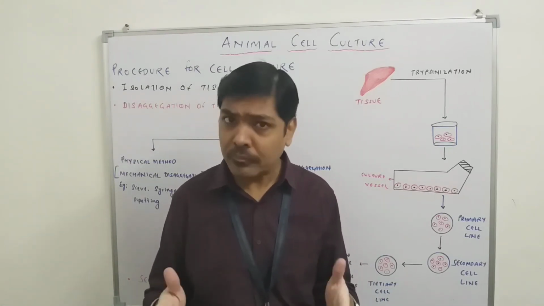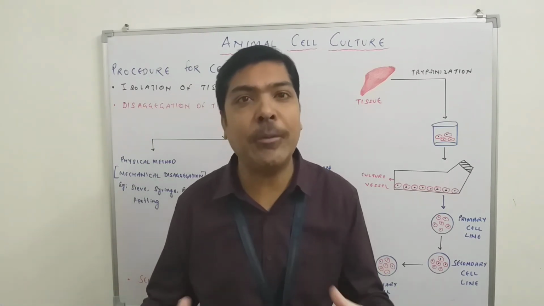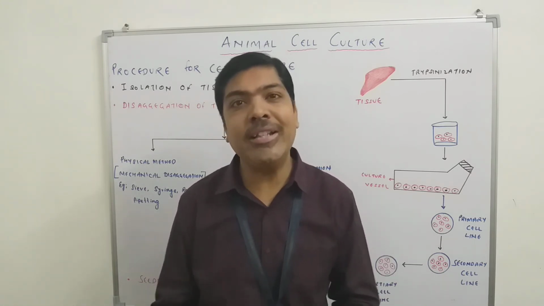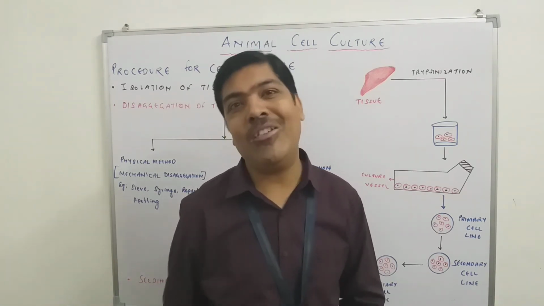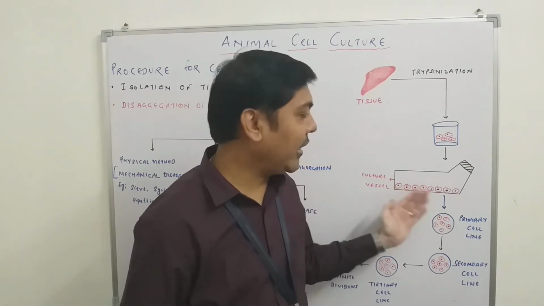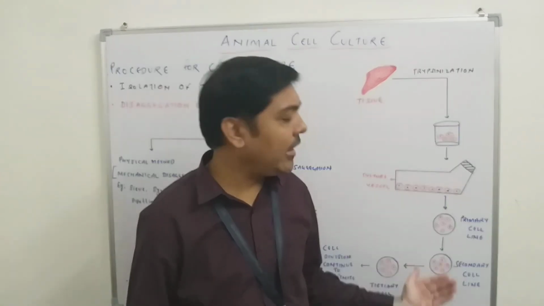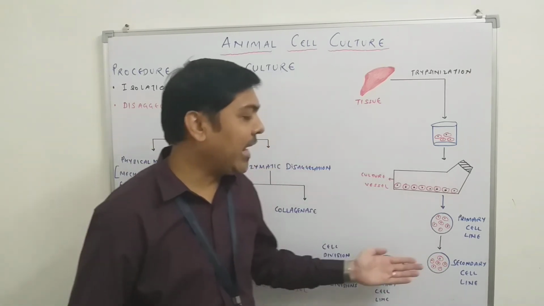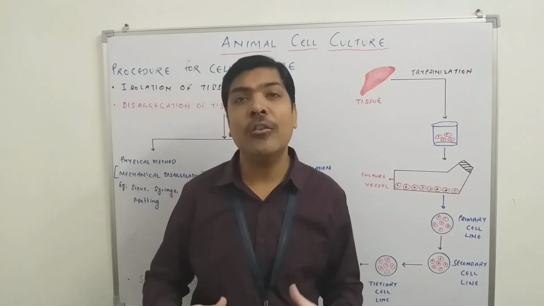Once we find out under the microscope that the entire floor, the entire substrate or base of the culture vessel is occupied by the cells, we know it is exactly the correct time to go for subculturing of these cells. From that we can obtain the primary cell culture. From the primary cell culture, every time we go for passaging of the cell, we get the secondary cell lines. From the secondary cell lines we get the tertiary cell lines and so on.